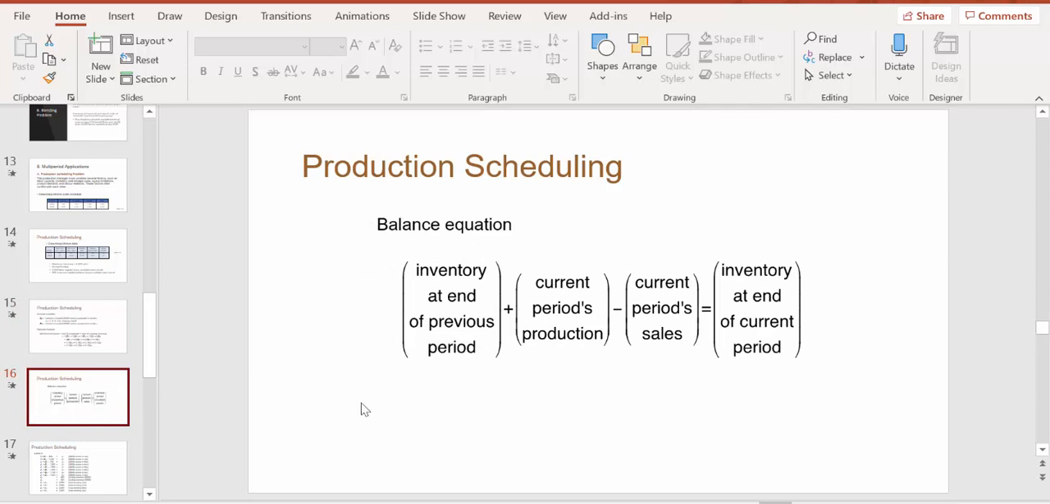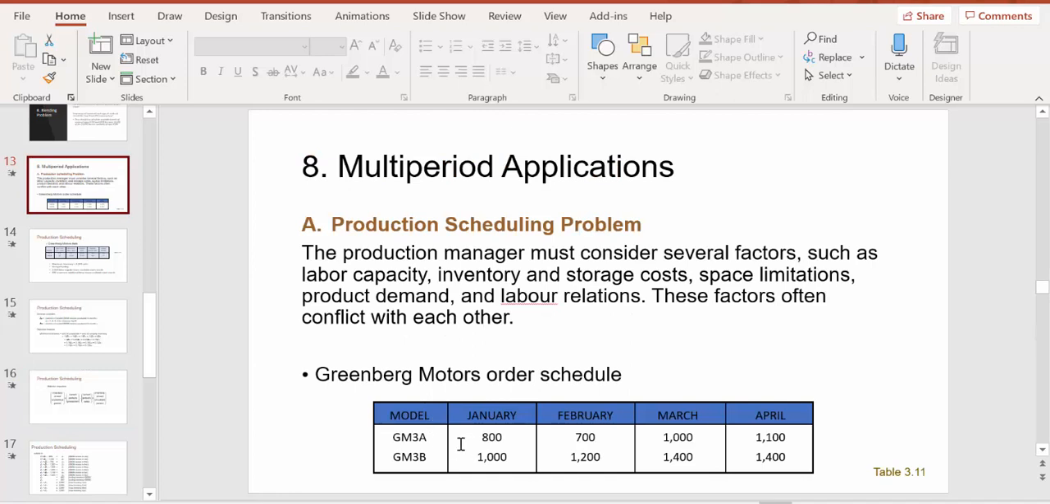Here's our formula in terms of balance equations. What we have here is what we have to sell. What we have to sell comes from production or what we already have in our inventory, and that's available to sell. Then minus current period sales, and anything left over is our inventory at the end of the current period. The sales are all put down here. The customer says we need 800 in January, so ship us 800 in January, 700 in February, 1,000 in March, and 1,100 in April.